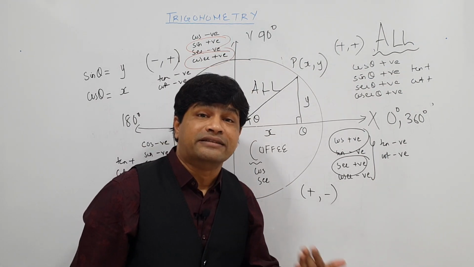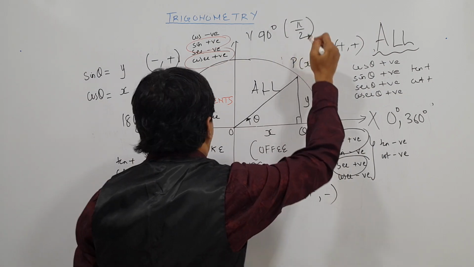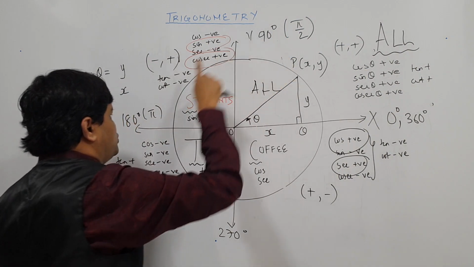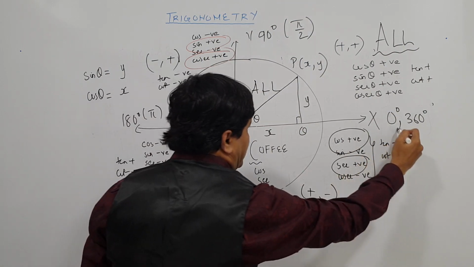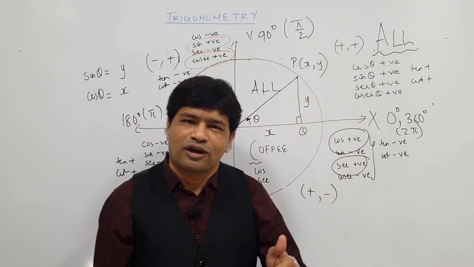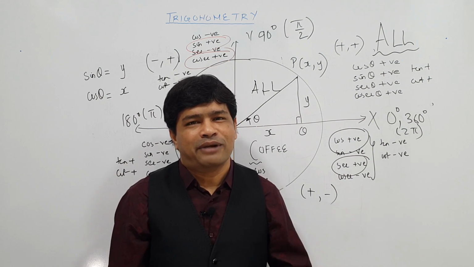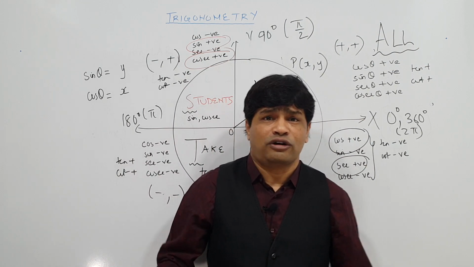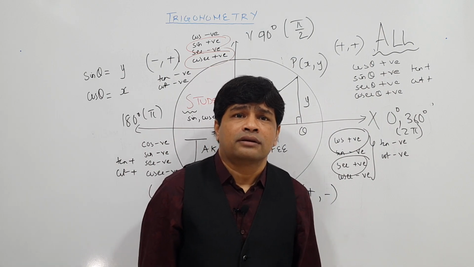Extent of the first quadrant, if I want to convert it into radians, would be 0 to pi by 2. This would be pi, even multiples: 1 into pi by 2, 2 into pi by 2, 3 into pi by 2, 4 into pi by 2, which would be 2 pi. So quadrant 1, 0 to pi by 2. Quadrant 2, pi by 2 to pi. Quadrant 3, pi to 3 pi by 2. Quadrant 4, 3 pi by 2 to 2 pi. So friends, in this short frame of time, we have discussed so many points. Thank you.